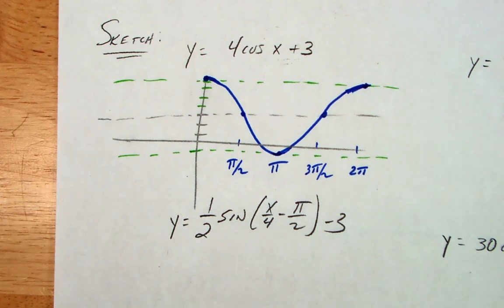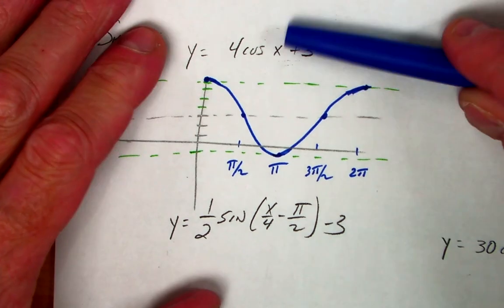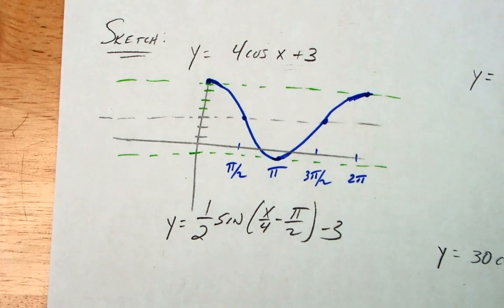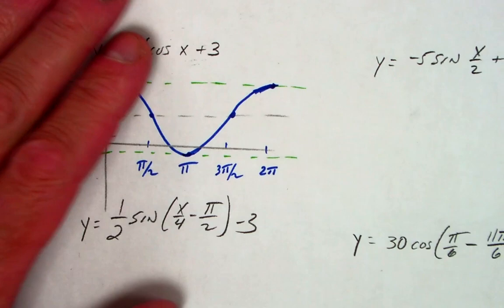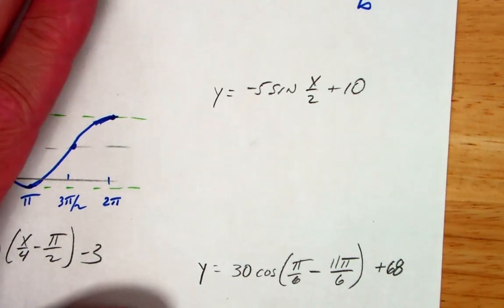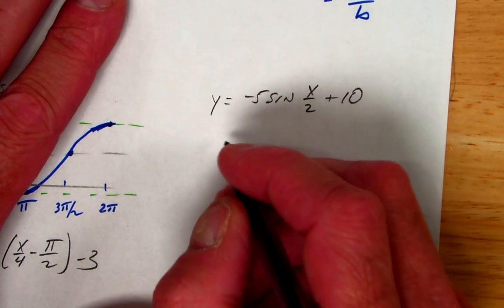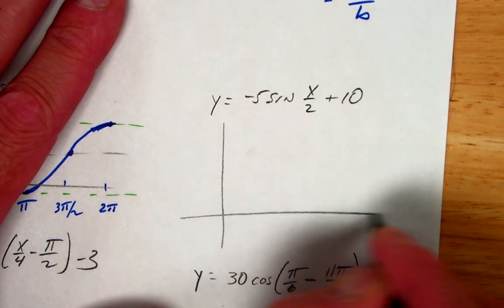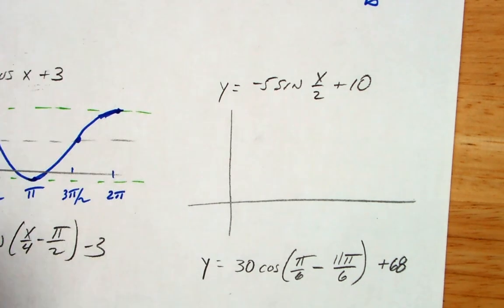So, bottom line, find your middle, do your amplitude, and then we'll worry about where our placements are. Next one: -5 sine of x over 2 plus 10. Before we even get started to draw, what's my middle line going to be? What's my highest it's ever going to get? If my middle line's 10, then 15, and my lowest it's ever going to get is 5.